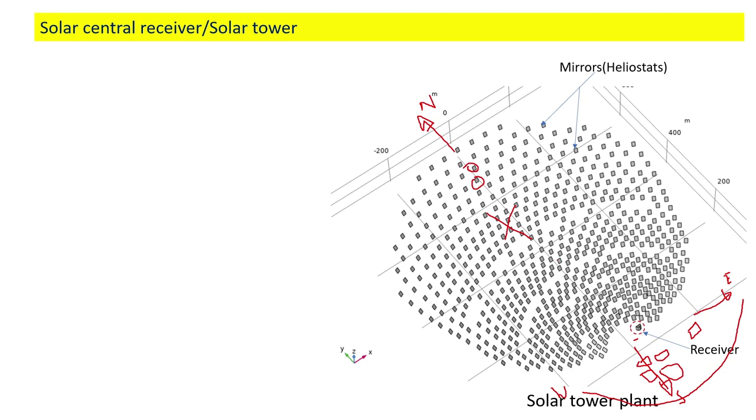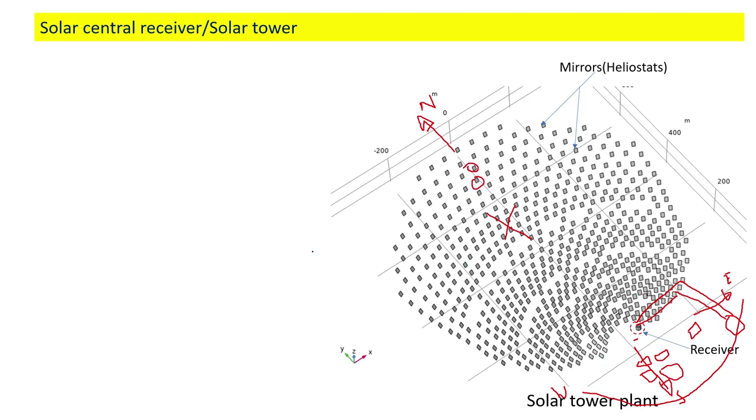But in this layout all the mirrors would be effectively utilized because the sun is on this side, and from this side the sun will hit these mirrors and reflect the radiation onto the receiver. So this is how a solar tower is laid down. Either they are a polar type like this, or if the places are near the equator then the heliostats will be on all the sides, right?